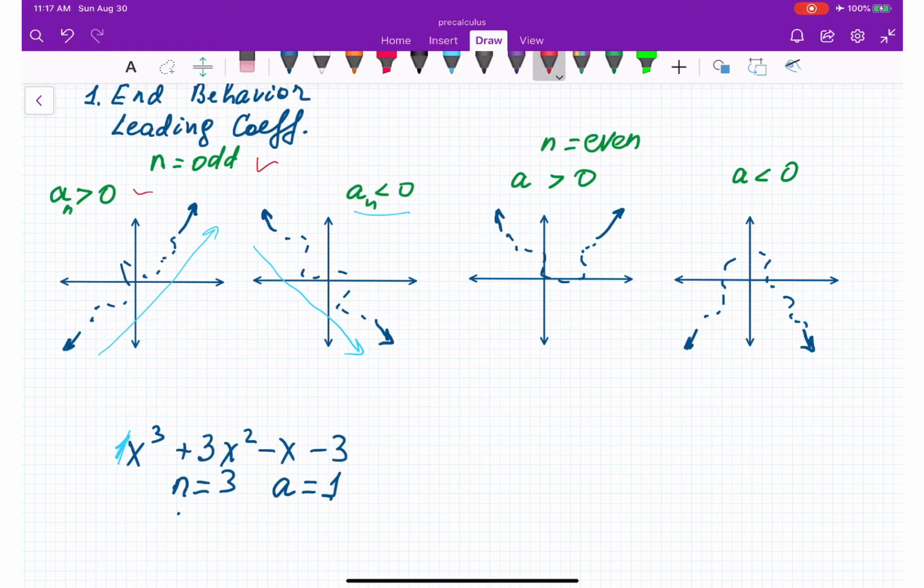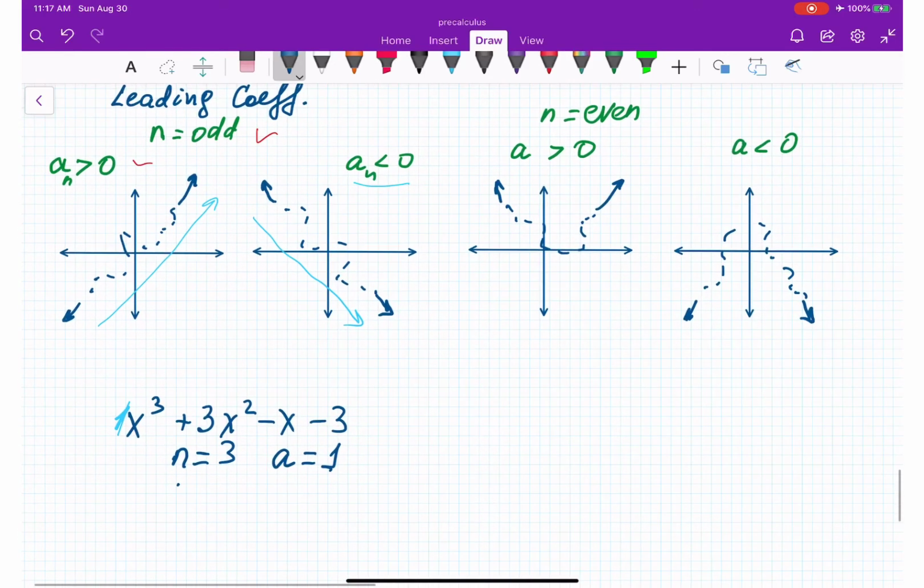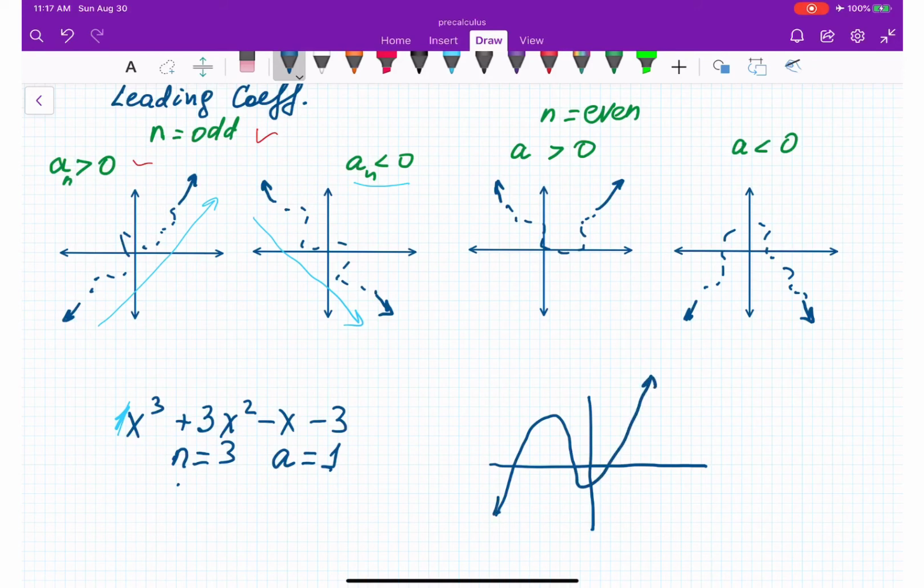So we know that the graph is going to go like this. If you look at the graphing calculator, you will see that the graph goes something like this. And let's check it. Based on n being odd, and the coefficient being greater than 0, we're supposed to have the left end falling down and the right end rising, correct? Okay, so that's the first one.